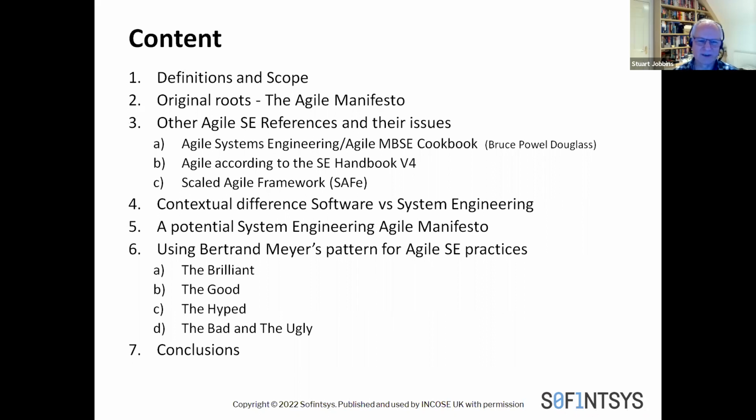And then we'll dive into that contextual difference between software and systems engineering. Then I'll try and rewrite the software Agile Manifesto from a systems engineering perspective, which hopefully will secure the ideas in your mind. And after that, if anybody's read Bertrand Meyer's book on Agile, which was very much software, but a really good comparison of lots of different Agile practices, I'm going to use his pattern for the brilliant, the good, the hyped, the bad, and the ugly. And then we'll just wrap up with some conclusions.